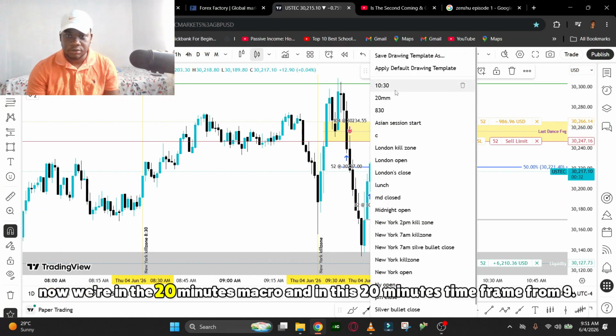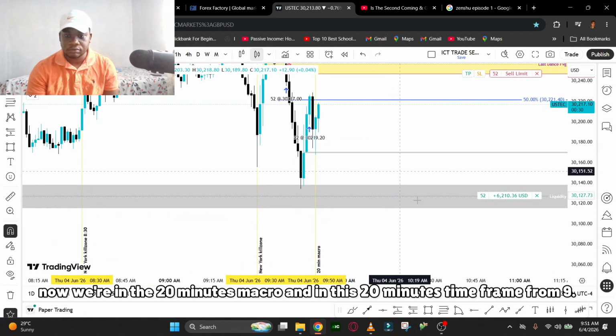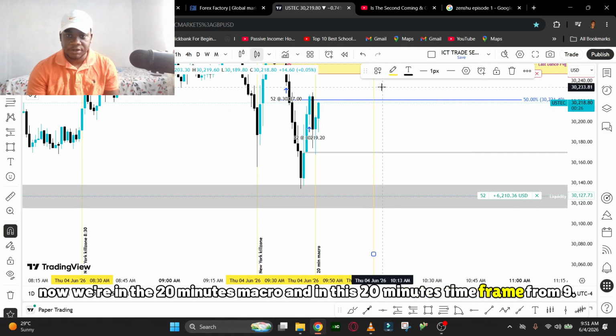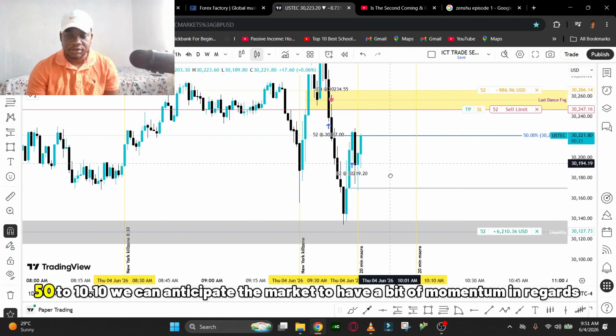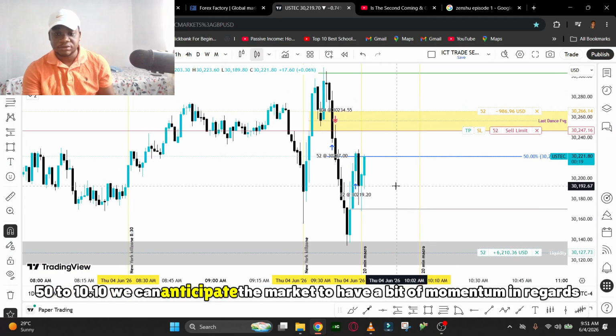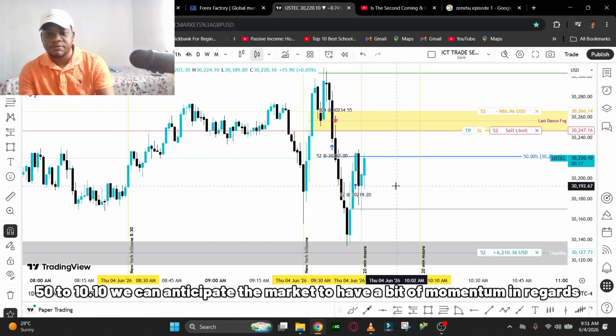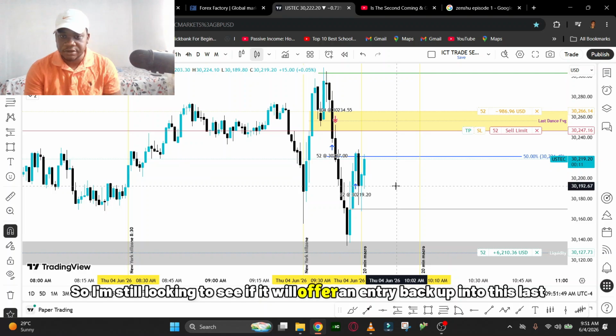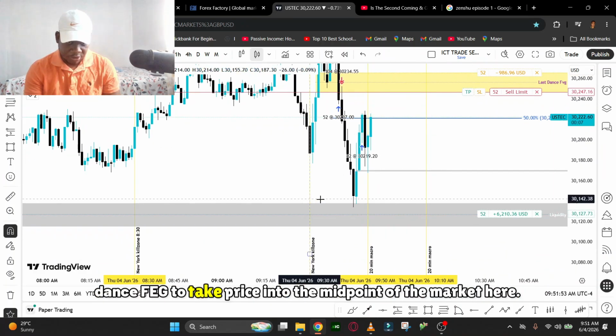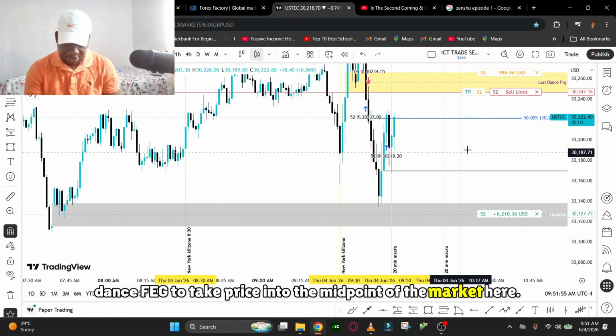Right now we're in the 20 minutes macro, and in this 20 minutes time frame from 9:50 to 10:10, we can anticipate the market to have a bit of momentum in regards to picking a direction and sticking with it. So I'm still looking to see if it will offer an entry back up into this last dance FEG to take price into the midpoint of the market here.